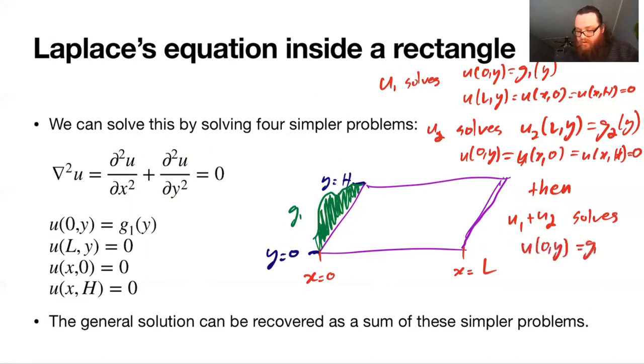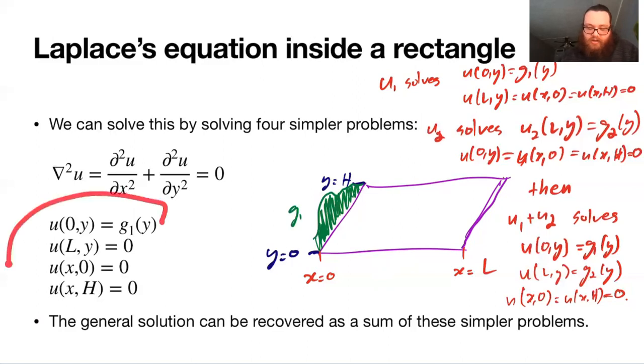U of 0, y is equal to G1 of y, right? Because U2, the behavior of U2 at 0, U of 0 comma y, that's just 0. So when you add these together and then you restrict to x equals 0, you're only going to see the contribution from U sub 1. Okay. And then same argument: if you restrict to x equals L, you're going to see a contribution from U2, but no contribution from U1. And so you're going to get U of L comma y is equal to G2 of y. But then you're 0 on the other boundary components. And so then you're going to have U of x, 0 is equal to U of x, h, which is 0.